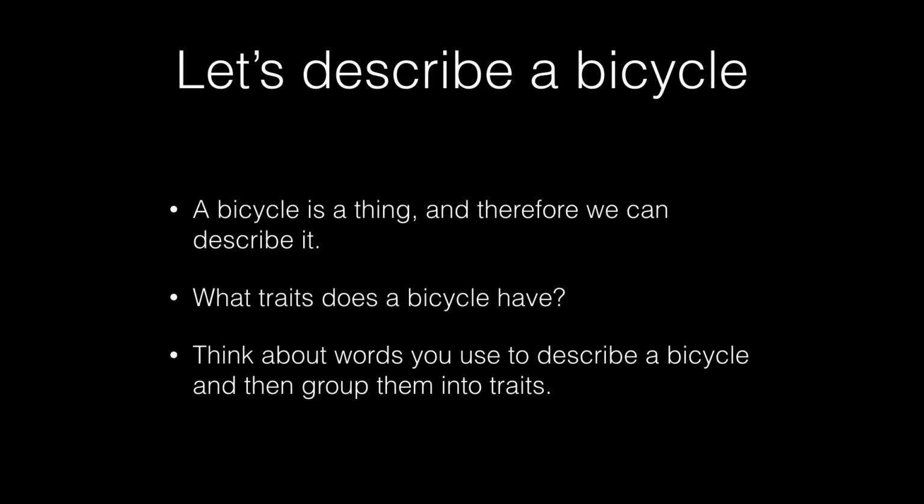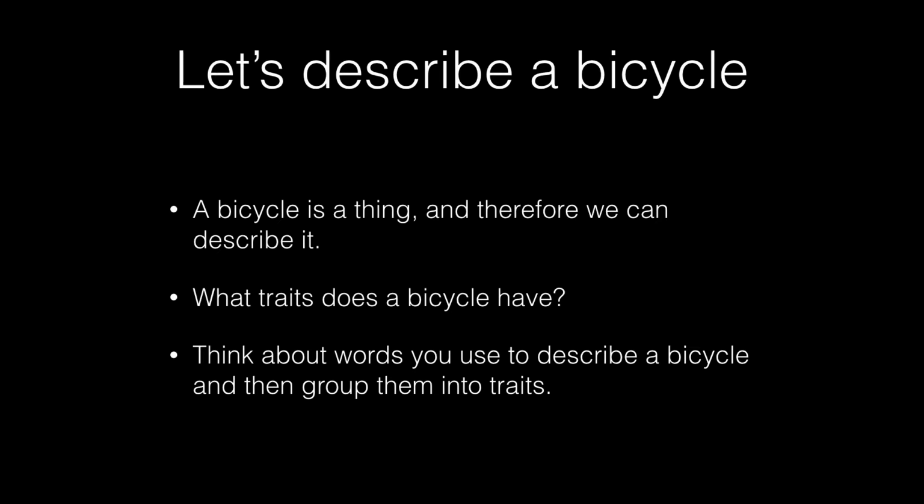So let's describe a bicycle. That's a thing, and it's something that's in the real world, and it's something we all have experience with, so I think we can all do a good job of attempting to describe it. So let's talk about what traits a bicycle has. So let's think about the words you would use to describe a bicycle, and then let's group them into traits.